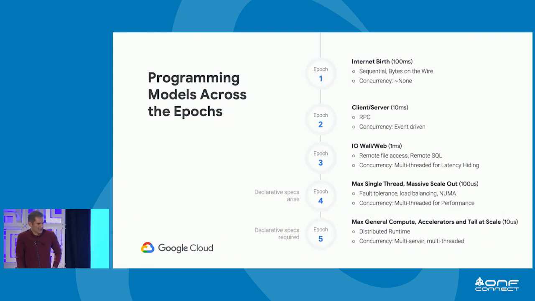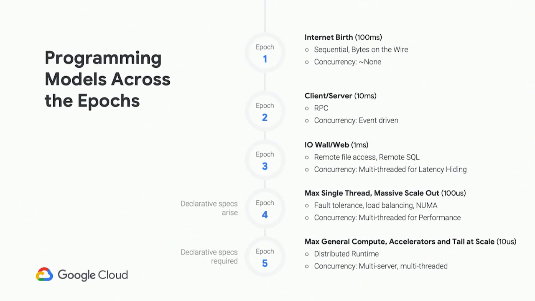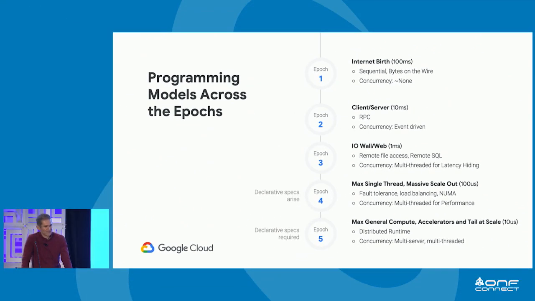So let's go back to the 5 epochs, right? And now we're going to give them some names, right? The internet birth, the client server, to the era of web in Epoch 3 and the I/O wall, to max single-threaded performance with massive scale-out, right? This is the epoch that we're in. This is planetary web services. And now maybe the rise of Epoch 5, max general compute, emergence of accelerators, and the tail at scale getting to 10 microsecond latencies. I would say that the programming models to leverage the capabilities of the underlying hardware are key here.